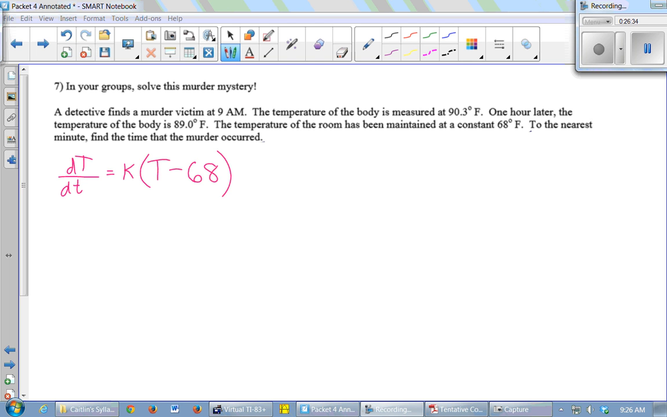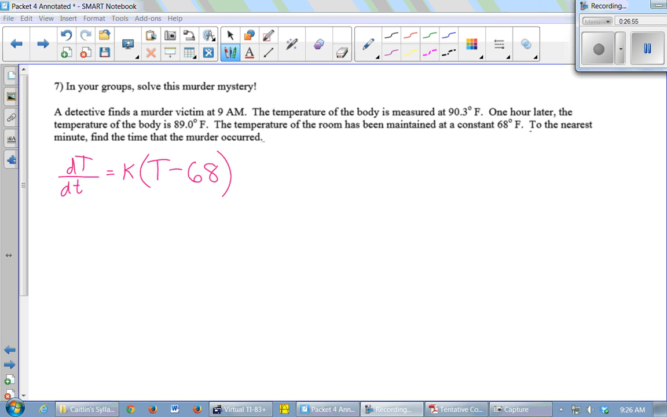Here's my differential equation. The rate of change of the temperature of a body with respect to time is proportional to, that means is a constant multiple of, the difference between the temperature of the body and the surrounding temperature. So we're using capital T to represent the temperature of the body, so we do that minus 68, which is the temperature of the room.